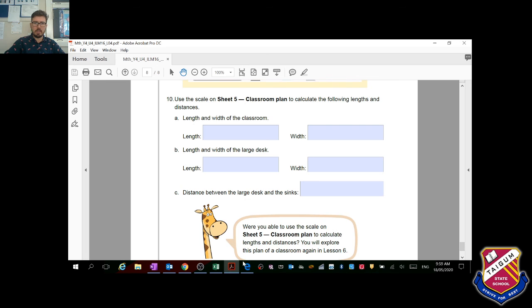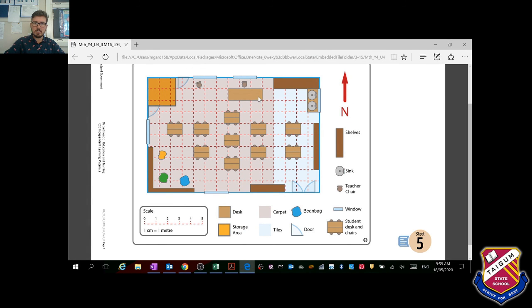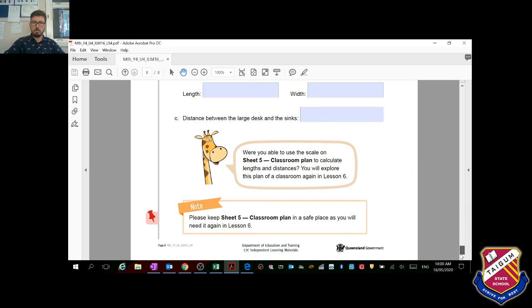The distance between the large desk and the sinks, so the sinks are over here. So 1, 2, 3, 4 meters. So it wouldn't be 5 meters because that doesn't count as 1 meter there. It only counts when you get to the end of the square. So that's 1, 2, 3, 4. Okay, if you went 5, you'd be cutting the desk in thirds. Okay, well done with that.